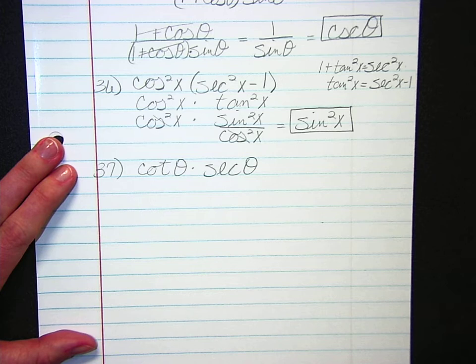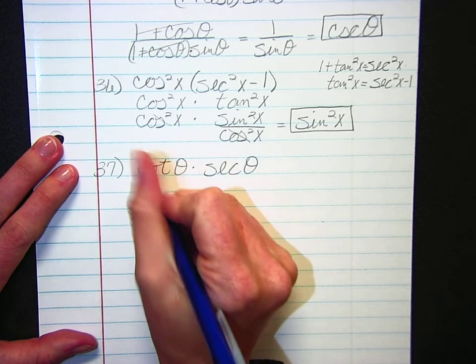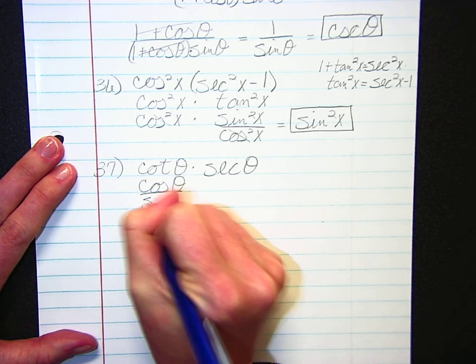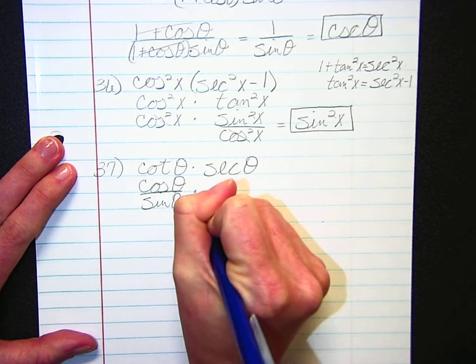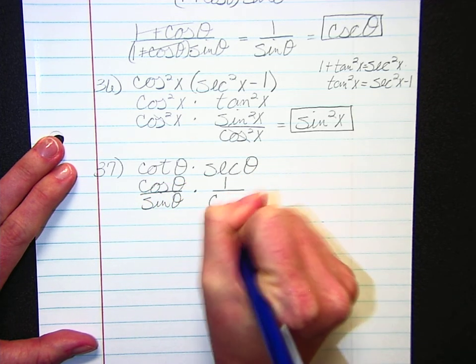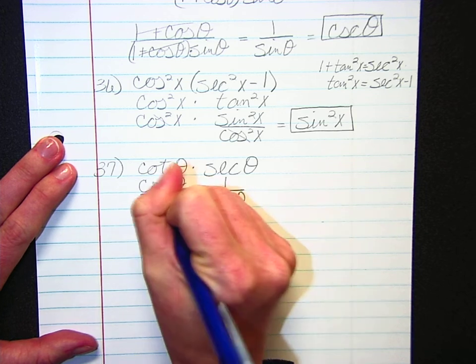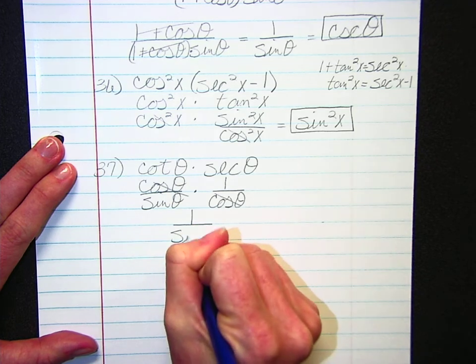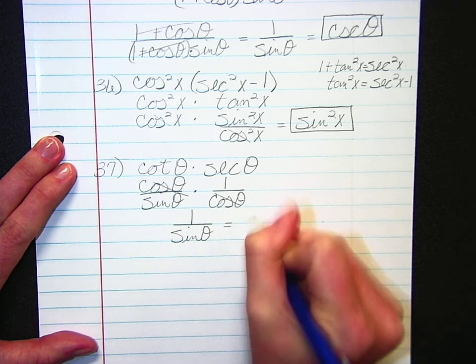All right, so no squares. So I'm going to avoid my Pythagorean identities, and I'm going to change into terms of sine and cosine. So cotangent is cosine over sine, and secant is 1 over cosine, and I can let those cancel out. Leaves me again with 1 over sine, which is equal to cosecant.